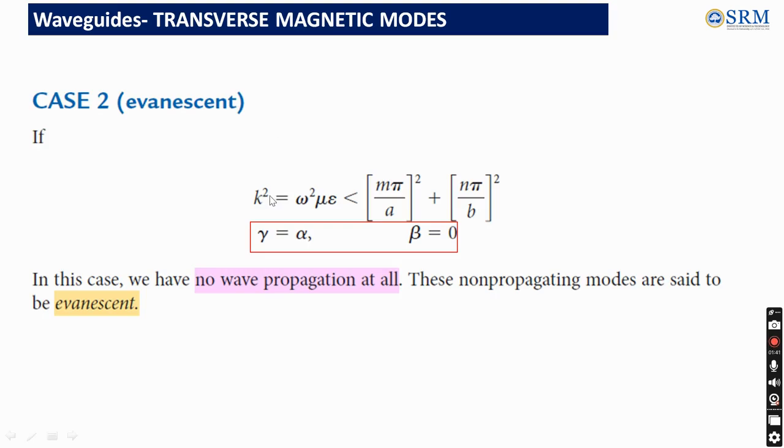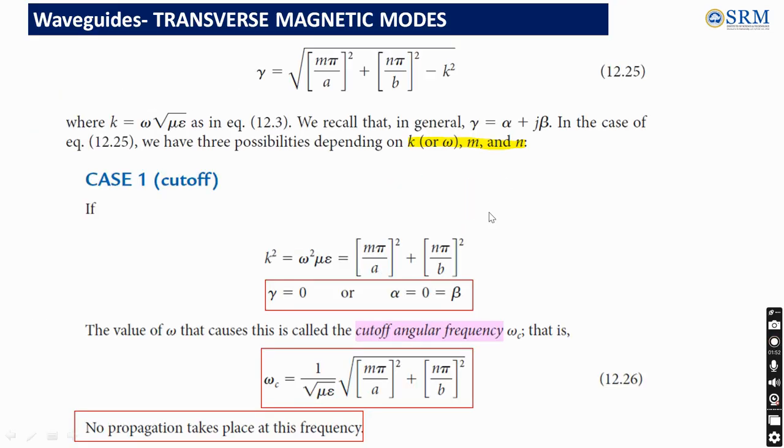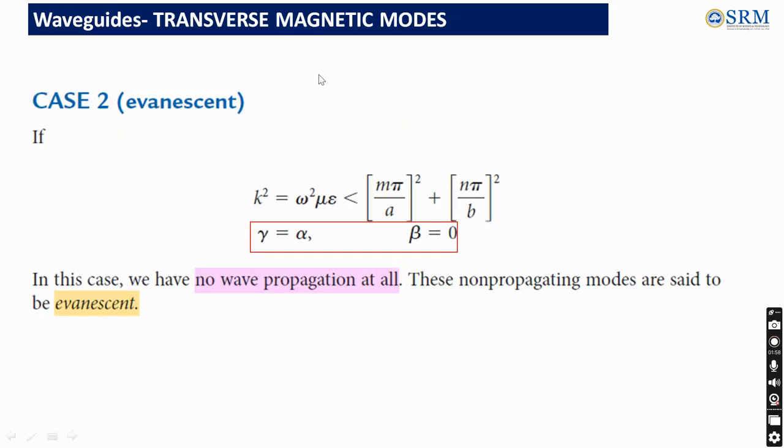That means my k square value, that is omega square mu epsilon, is less than this particular component (m pi by a) the whole square plus (n pi by b) the whole square. If I substitute k value less than this, obviously I will get the propagation constant gamma as positive. There will be no propagation actually, only the wave will get attenuated. And if there is no propagation, beta is going to be 0. So these non-propagating modes are called evanescent modes.